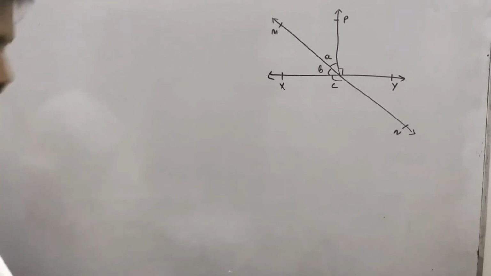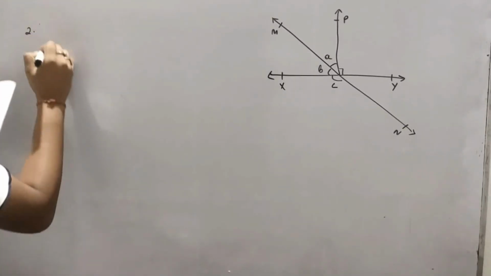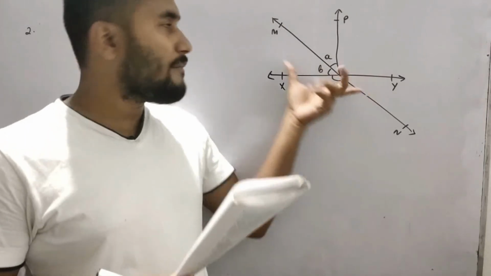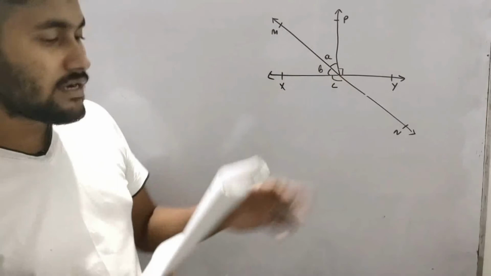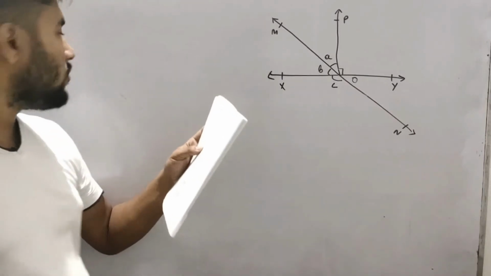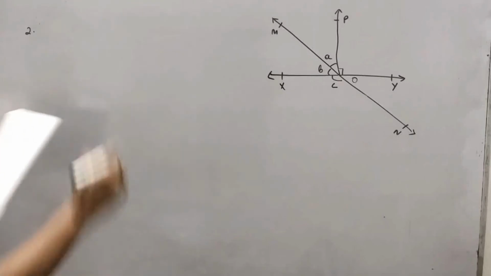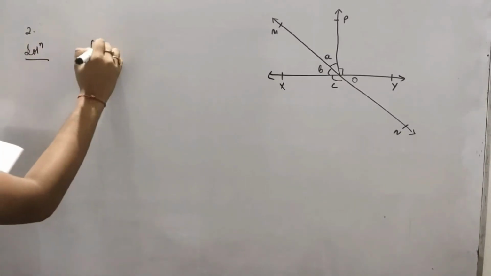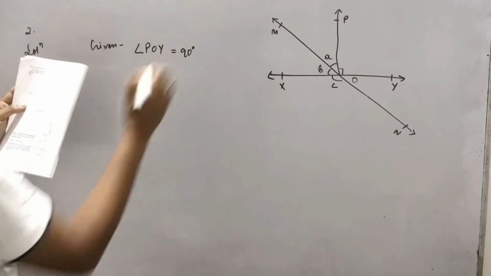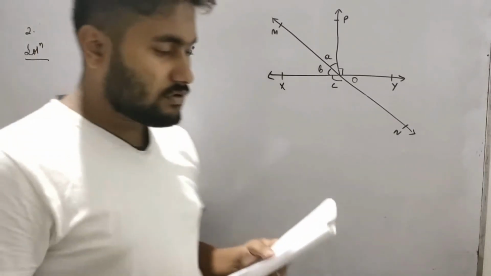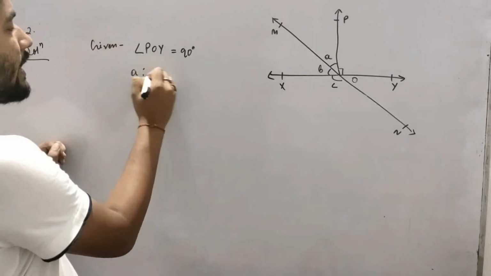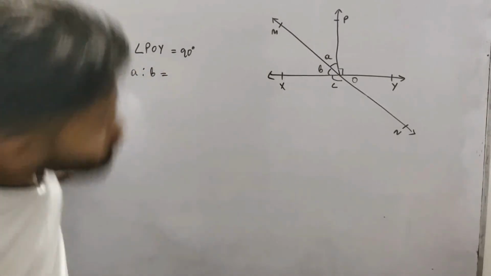So write the given part. Number 2. In figure 6.14, line XY, this is the first straight line, and MN, this is the another straight line, intersect each other at O. If angle POY is 90 degree, write in the given part: angle POY will be equal to 90 degree. And A is to B is equal to 2 is to 3. Ratio and proportions, I think you have got in your lower class. A is to B will be equal to 2 is to 3.